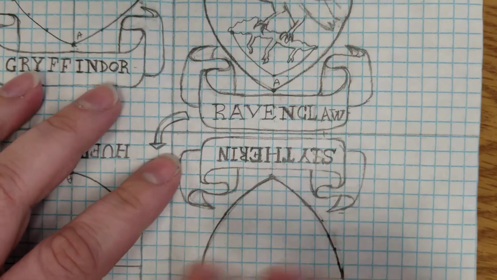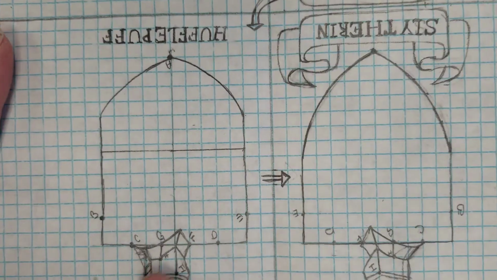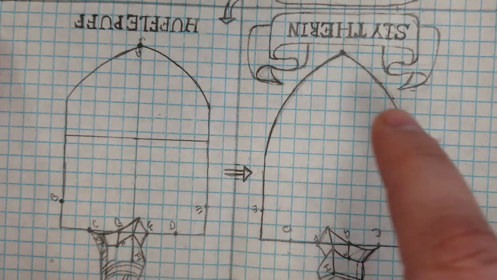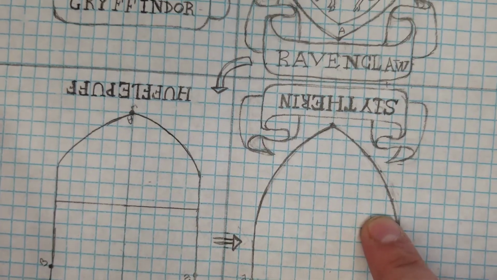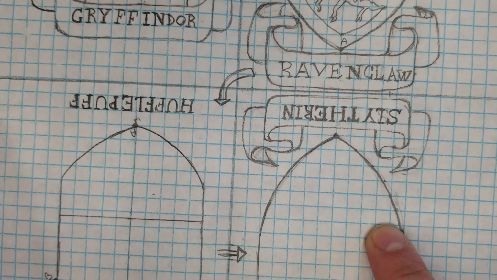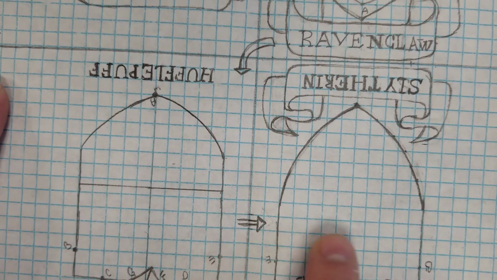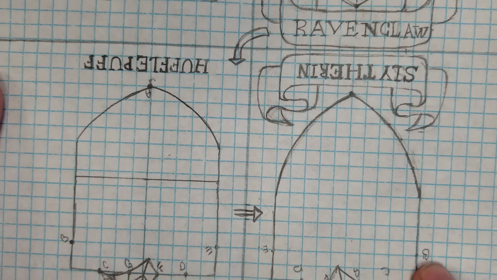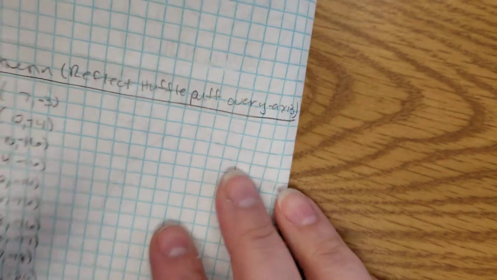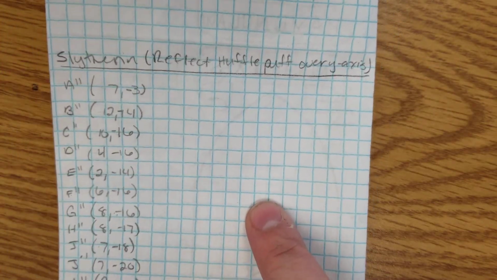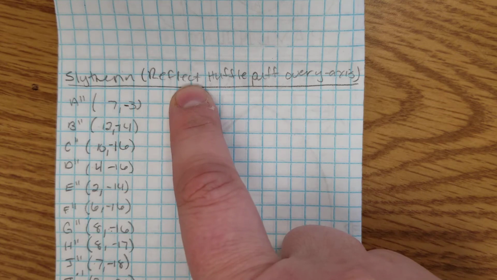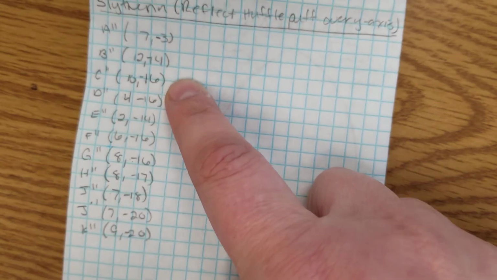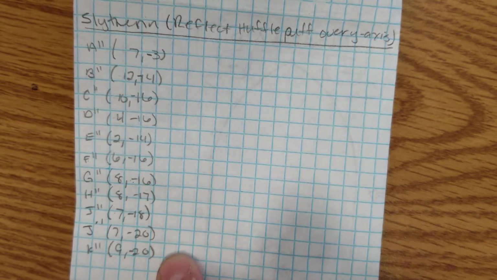All right, then for my next shape, I took the Hufflepuff crest and reflected it over here for the Slytherin crest. That's what that arrow is showing. So point B, you can see, started over here, and it was reflected over here. Now all of the points for Slytherin are right behind it on the back. It says Slytherin. I reflected Hufflepuff over the y-axis. And then there are my 10 points for Slytherin.